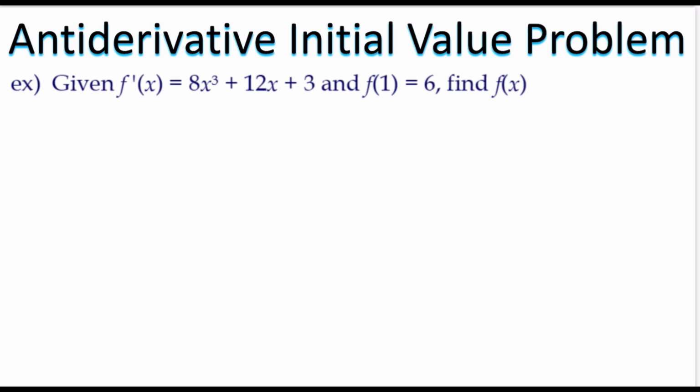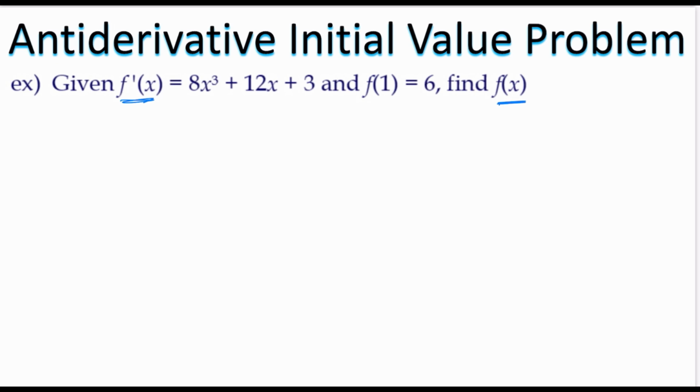In this example, we are given the derivative as 8x cubed plus 12x plus 3, and f of 1 equals 6. Our job is to find f of x. f of x is the original function. So I am given the derivative and I have to go back to find the original function. I'm going to do that by finding the integral, the antiderivative.